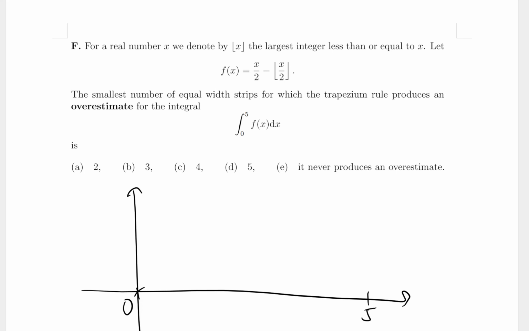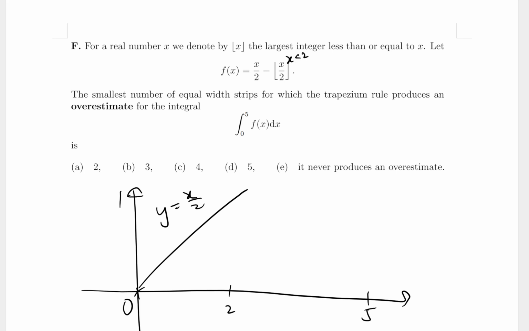Now what happens when x is increasing? Let's think about that. This floor function stays at 0 for x less than 2. So we can conclude that from 0 to 2, it's just going to be the equation y equals x over 2. And then we know that the top is 1 because the gradient is 1/2. Just do the maths and you'll know.